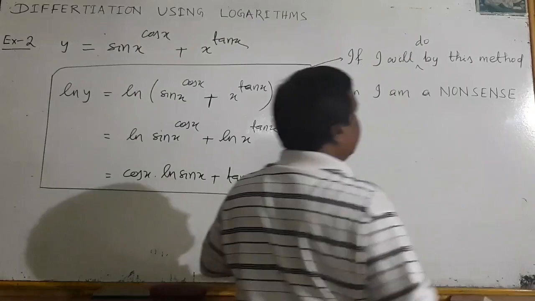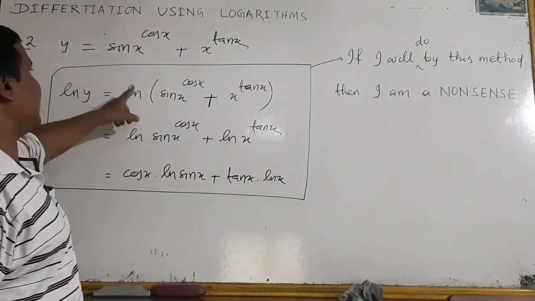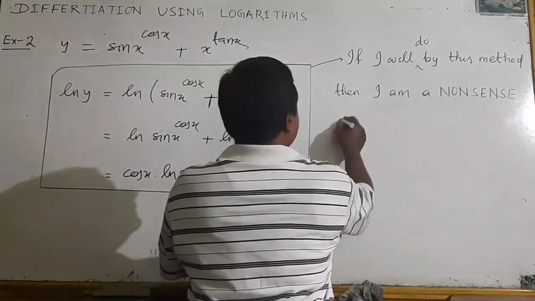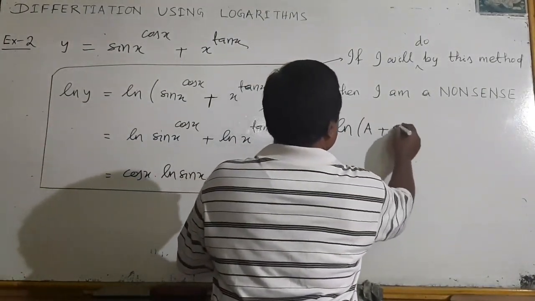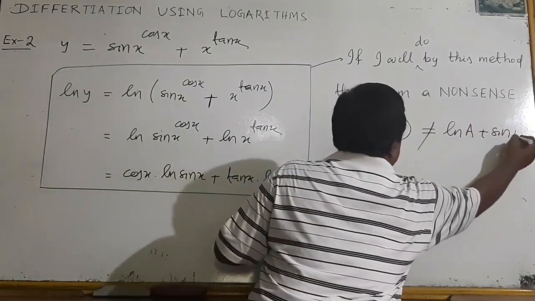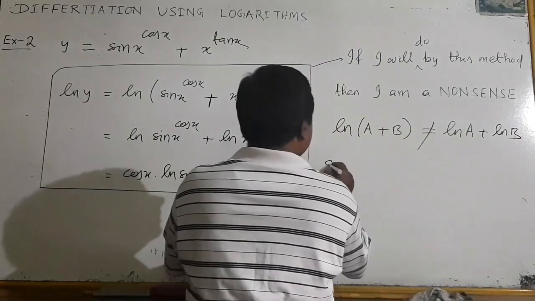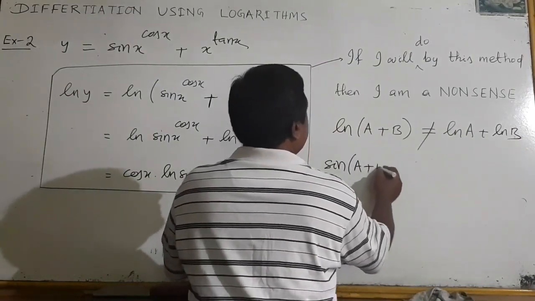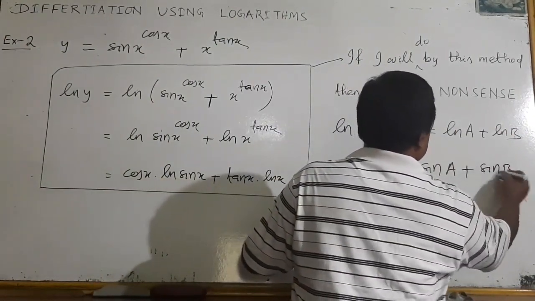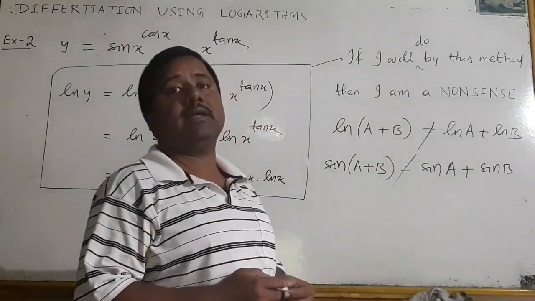I am repeatedly telling you, many students while learning this chapter take log of this, then expand like this. Never think ln(a plus b), because ln(a plus b) is not equal to ln a plus ln b. Have you read like this? sin(a plus b) is equal to sin a plus sin b. Is it correct? As it is wrong, similarly ln(a plus b) is not equal to ln a plus ln b.